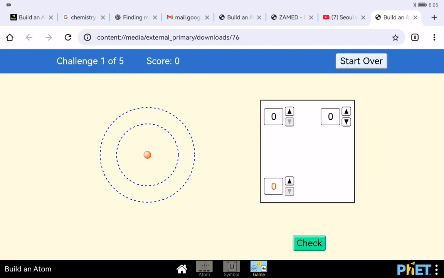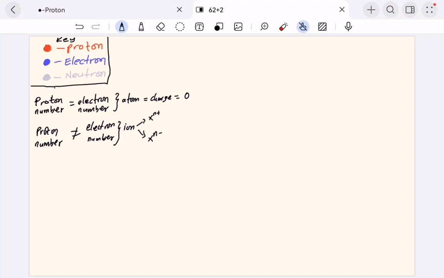In this tutorial, we continue answering questions on the atomic structure. And in this question, we are required to find the mass number, the proton number, and the charge given this electronic structure. So, just to give a quick recap.